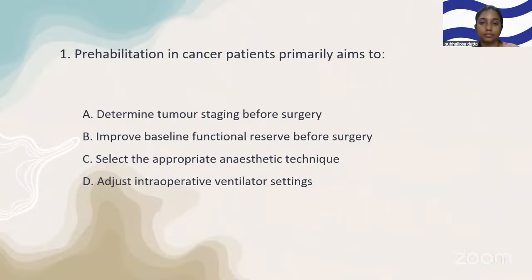The first question: prehabilitation in cancer patients primarily aims to: option A, determine tumor staging before surgery. Option B, improve baseline functional reserve before surgery. Option C, select the appropriate anesthetic technique. Option D, adjust intraoperative ventilator settings.